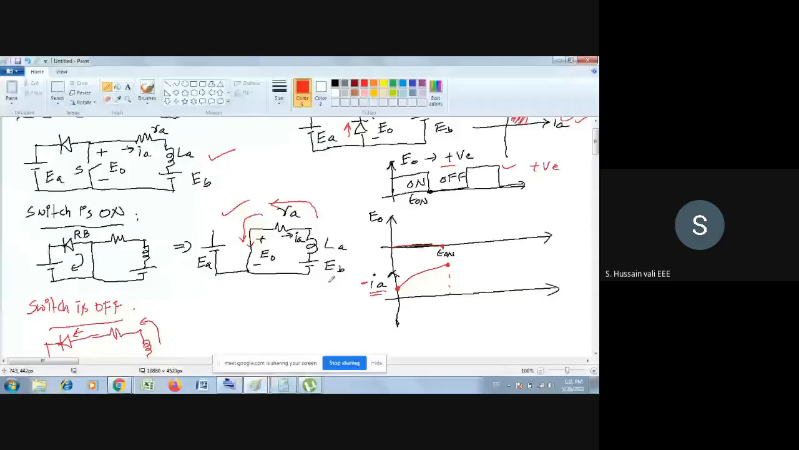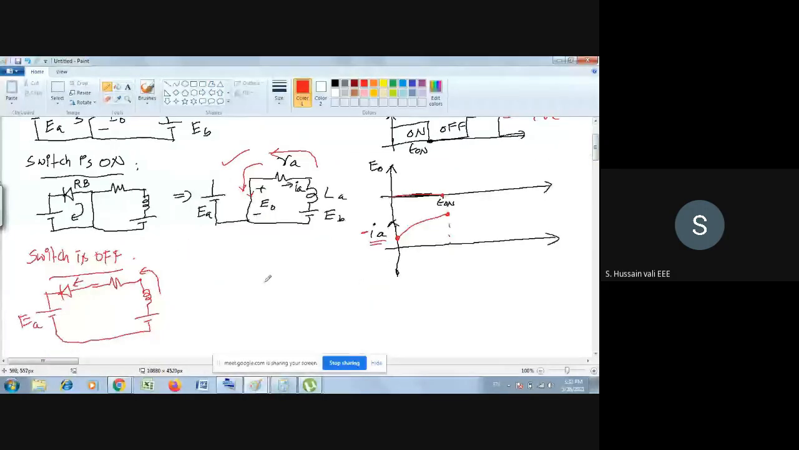Now to understand this completely, one thing I will do. Let me complete this when the switch is off. Then you can ask the same question, and then I will explain that.